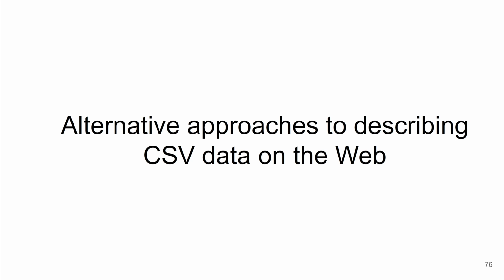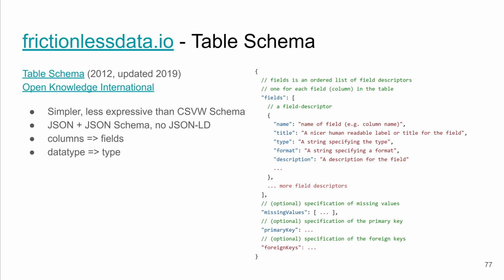And the CSV on the web recommendation is not the only way of how to describe CSV data. It is the standard one, standardized by the World Wide Web Consortium. However, there is at least one alternative approach, and this one is published by Open Knowledge International, which is a non-profit organization dealing with various things and also with data. And they propose something similar.